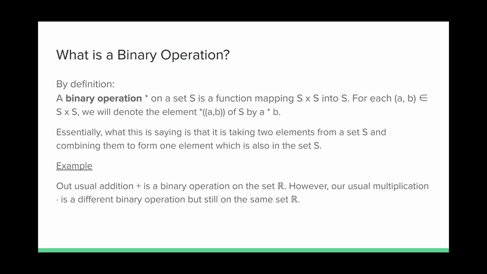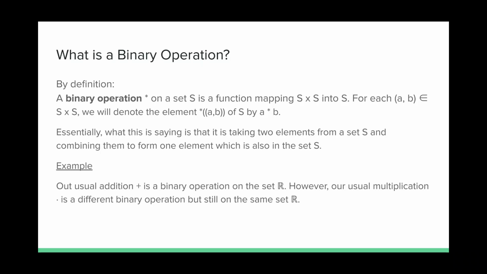By definition, a binary operation star, for example, on a set S is a function mapping S cross S into S. So for each a and b in S, we will denote the element star of (a, b) of S by a star b. That's quite confusing, but essentially it's taking two elements, a and b, from the set S, one a from set S and a b from set S, that's where the S cross S is, and then combining them to form one element, which is also in the set S. So essentially a binary operation is taking two elements and putting them together to make one. That's what you should think a binary operation is.